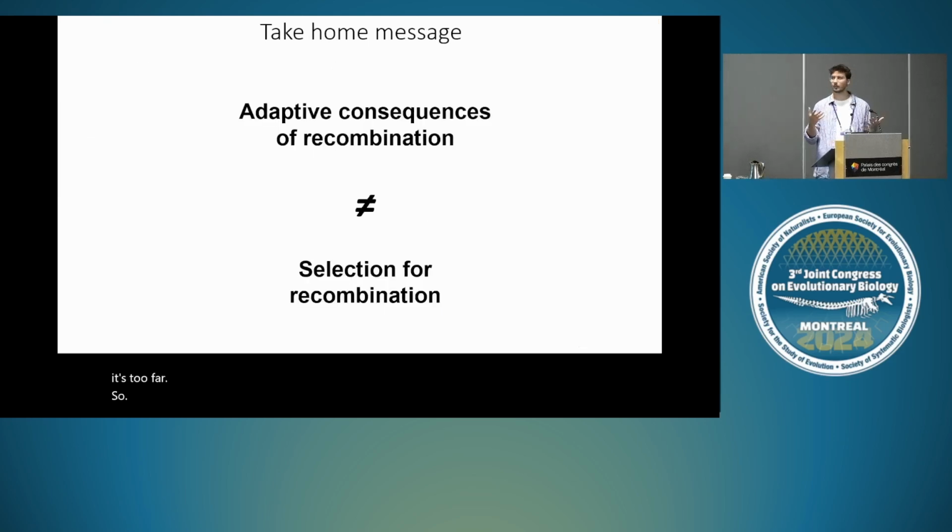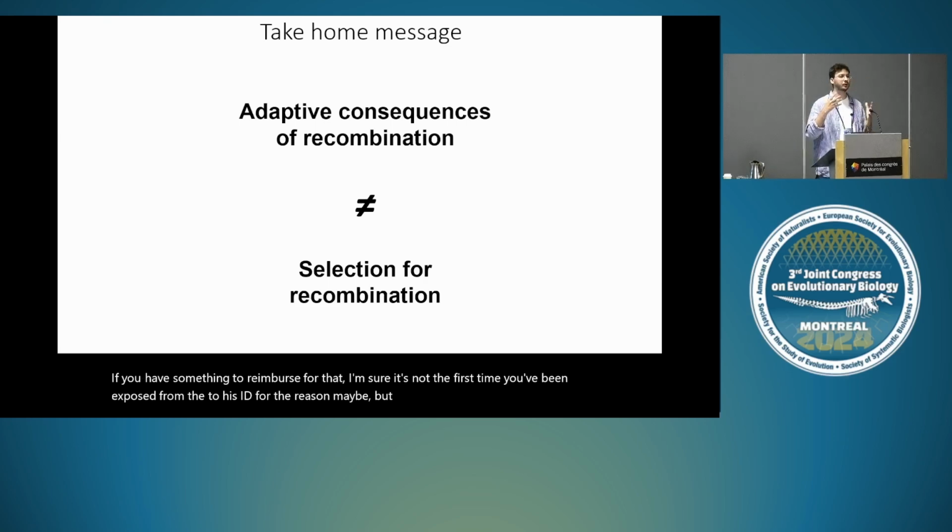If you have something to remember from this, I'm sure it's not the first time you've been exposed to this idea, maybe for other reasons: the adaptive consequences of recombination are different from selection for recombination, which is mostly driven by a really tiny part of the genome.